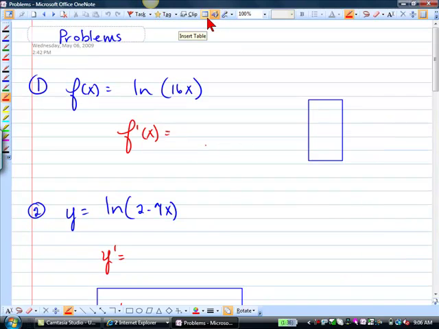All right. We start out with ln of 16x. So the derivative of that is 1 over 16x times the derivative of 16x, which is 16. The 16's cancel out, and what do we have? 1 over x.